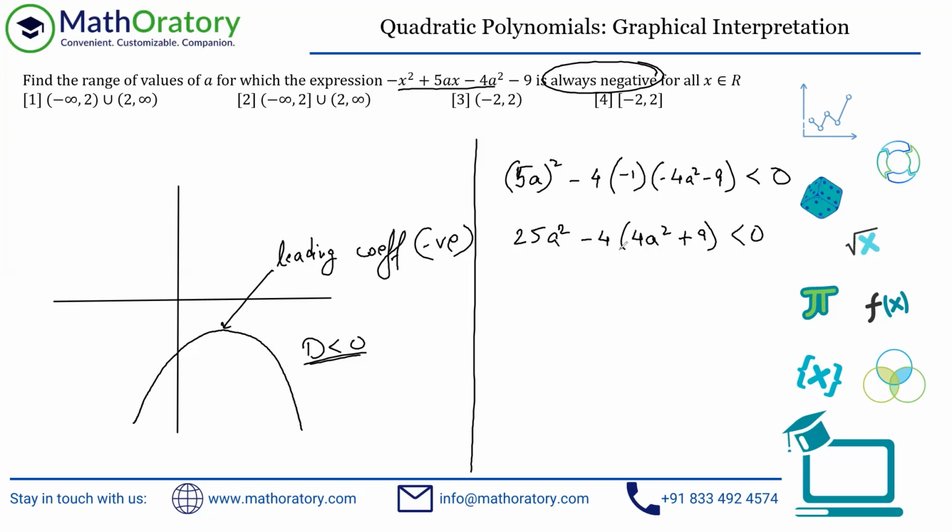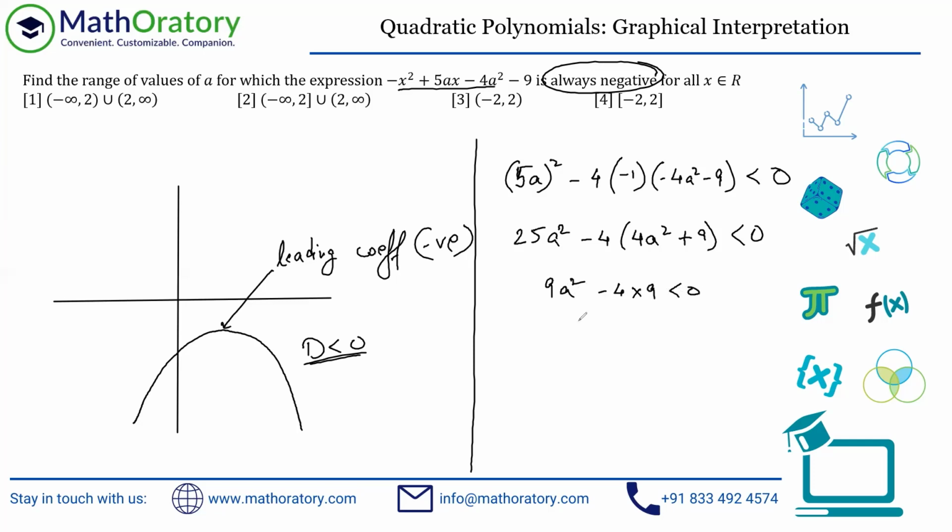And now let me do a little bit of manipulation directly. So 25a square, and this is minus 16a square. That will result in 9a square. And this constant term will be minus 4 into minus 9, which I'll leave at that. That will be interesting enough in this case. So this is what we have.